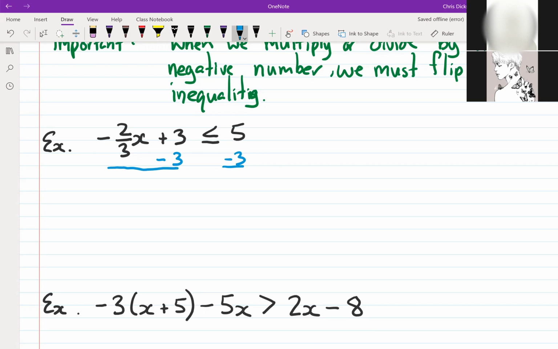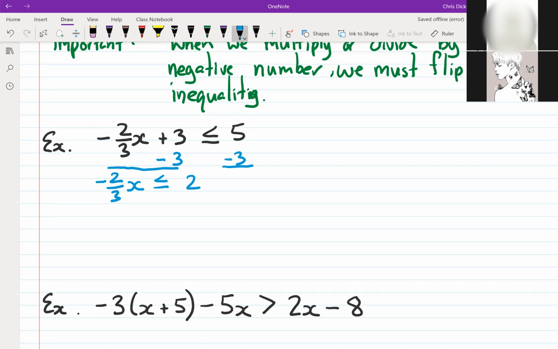Okay, so I'm going to get negative 2/3 x on that side, and then I get 5 minus 3, which is 2. And I'm still going to have this symbol less than or equal to, because I didn't divide by a negative. I just subtracted 3. So the only time we flip the signs is if we multiply or divide by a negative number. Okay, so now there's a couple different ways you can go here.